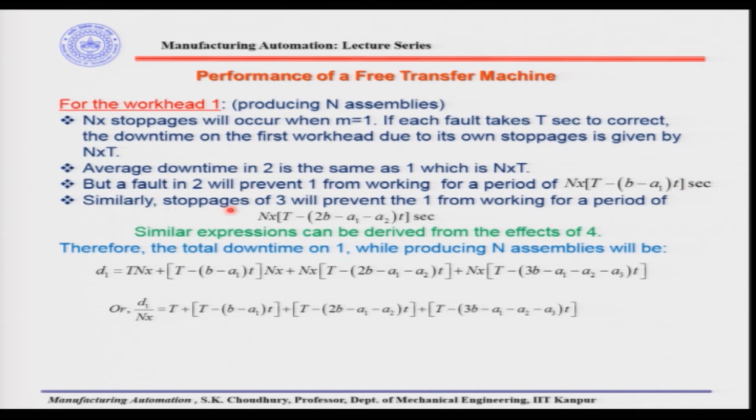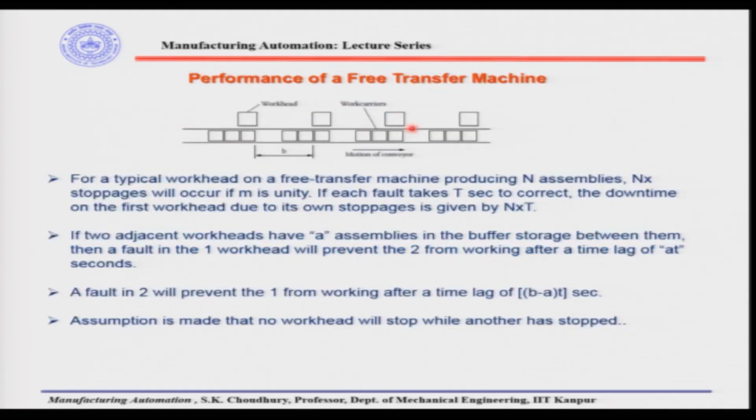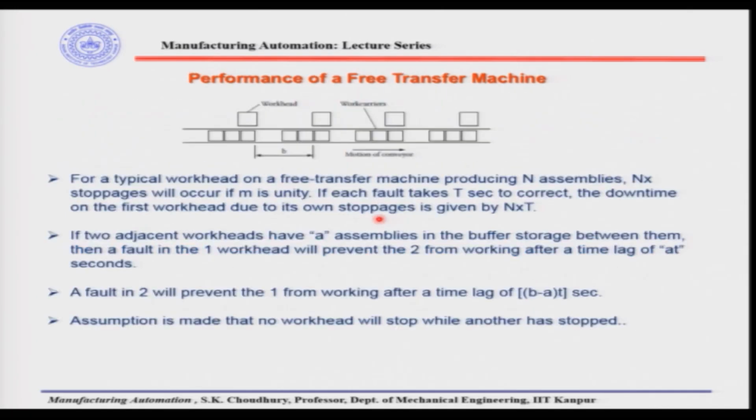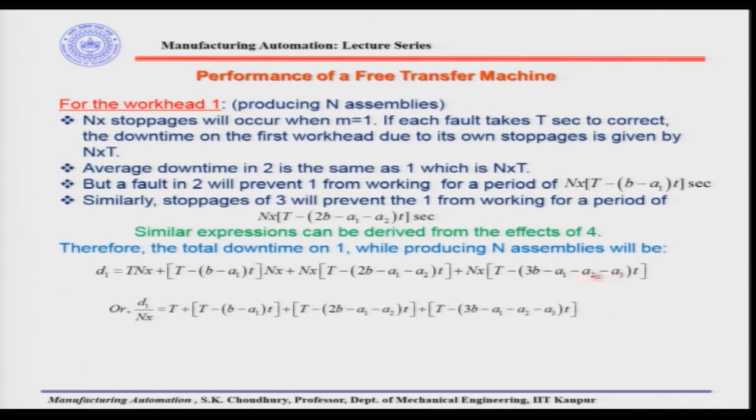Similarly, stoppages of 3 will prevent 1 from working for a period of, let us see, here this is the third workhead. If it stops, it will prevent 1 from working up to, here it is B number, here it is B number. So, 2B minus A1 minus A2, let us say here it is A1, here it is A2 number of sub assemblies, into t, and N x T.